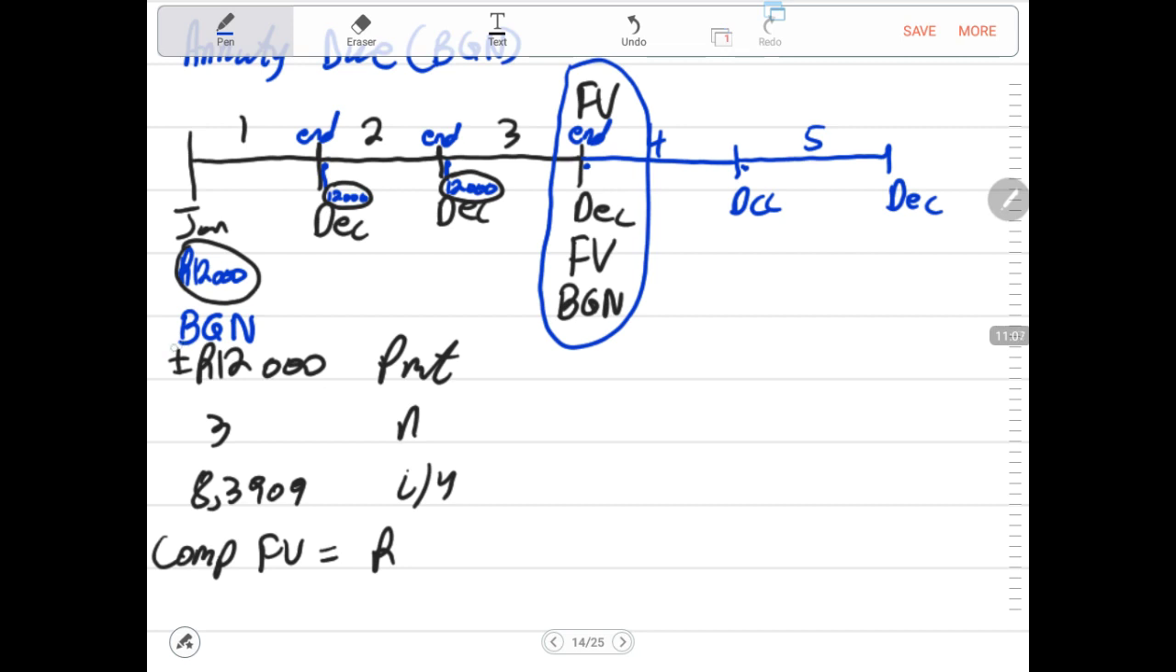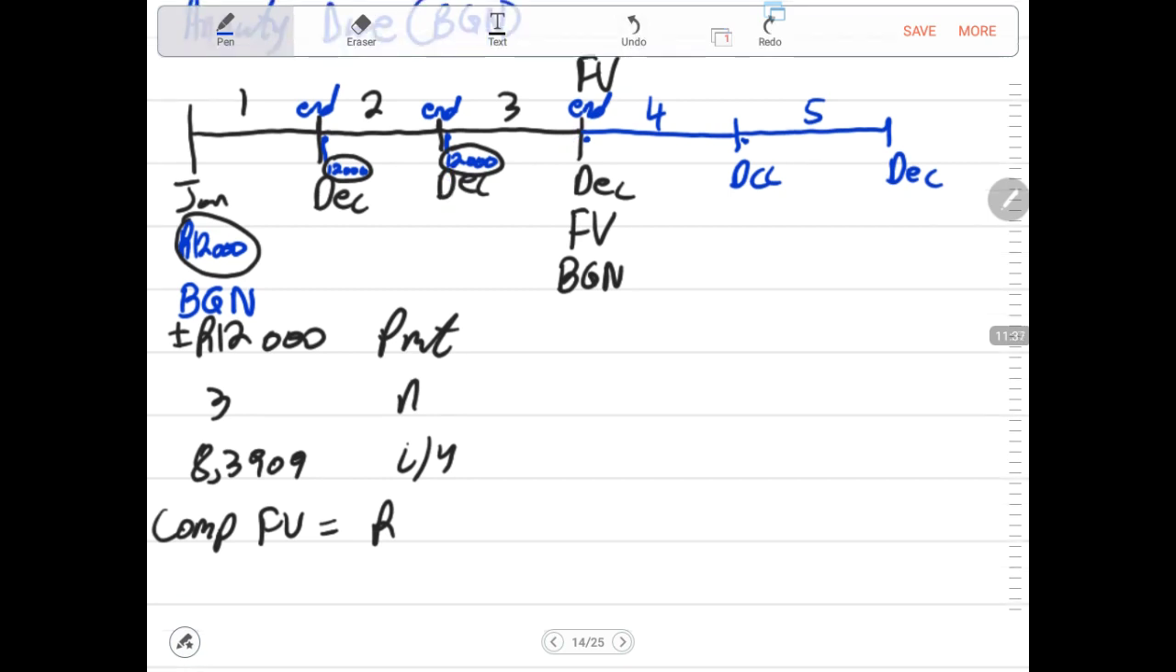Now if we don't put BGN, we are going to get the future value right after the beginning of year 3, meaning right after the borrowing of 12,000 at the beginning of year 3. That will be the future value without taking BGN into account. But when we put BGN, we are getting the future value at the end of the term, meaning a year after the 12,000 was borrowed.